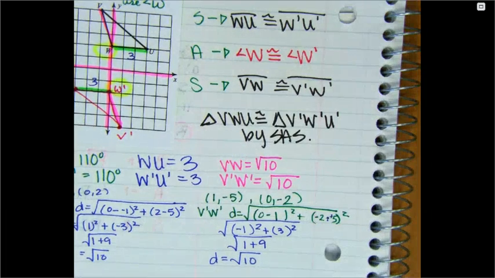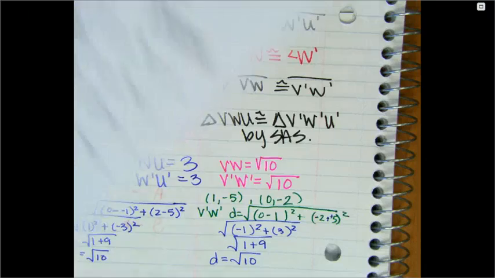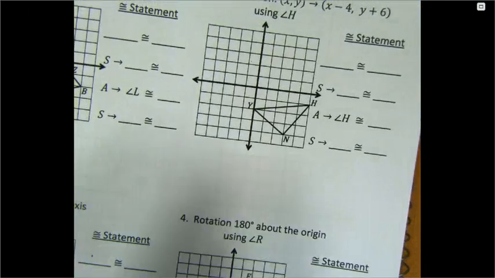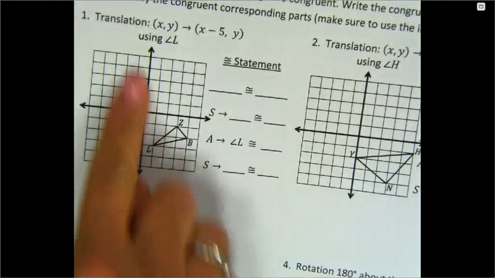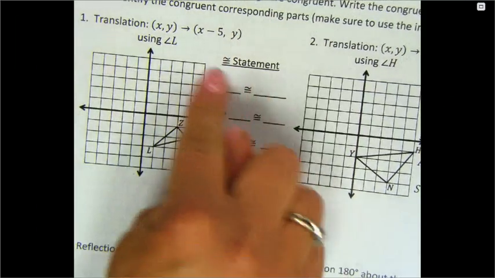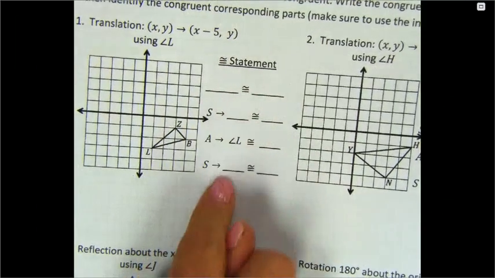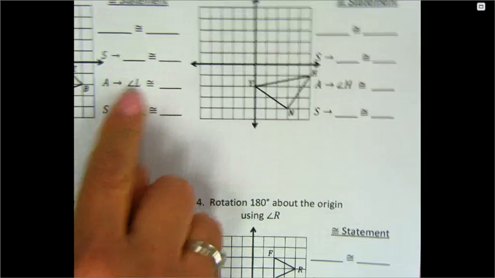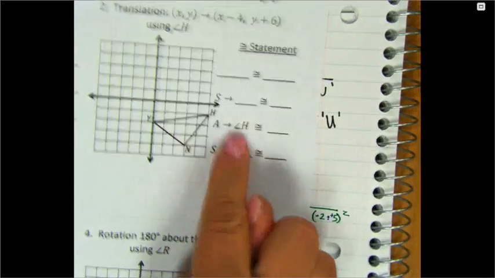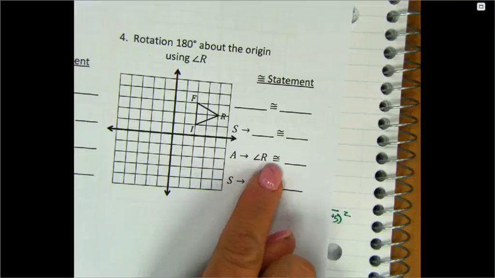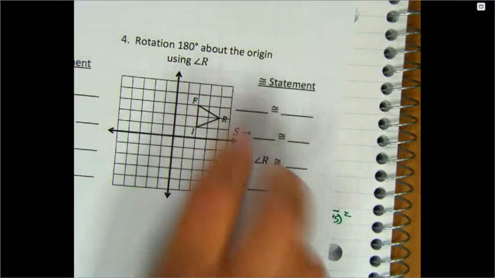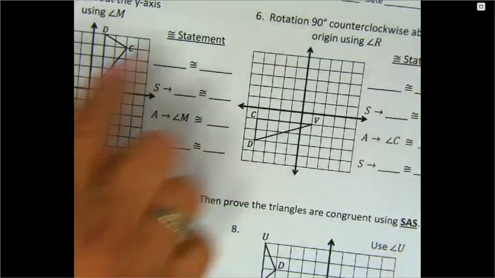Okay, let me explain your homework. Your homework says to write the congruent statement. It says make sure to use the indicated angle, and it says use corresponding parts. So you will need to translate first, and then all you're going to do is write the congruent statement for the triangles, and then side angle side. And I tell you what angle to use. Got it? Translate, same thing here, using angle H. Reflect, using angle J. Rotate, using angle R. Make sense? All you're doing is stating the pieces. You're not doing anything hard. Same with 5 and 6.